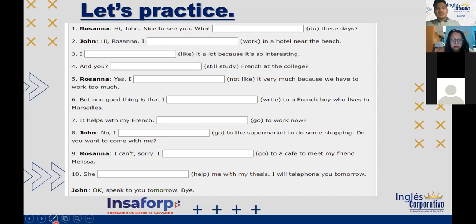So as I was saying, guys, we will have this practice that is also about the present continuous. It means that in this part, here you have the verbs between parentheses, right? It means that according to the context, you are going to put it in present continuous using the verb in parentheses, okay? So this is practice number one.